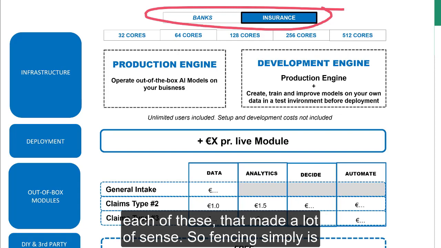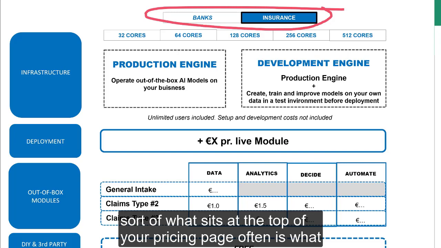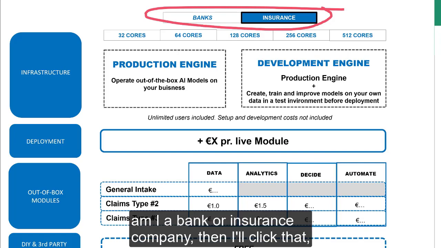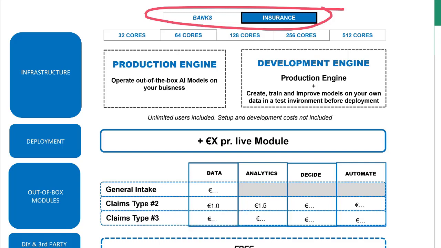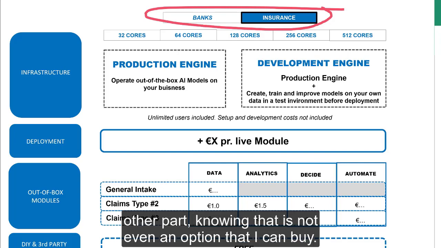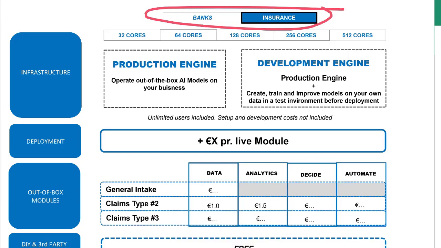So fencing simply is what sits at the top of your pricing page, often, is what I call it, where people can quickly identify themselves. What am I? Am I a bank or insurance company? Then I'll click that, and then I'll see what you have for me. And I'll ignore the other part, knowing that it's not even an option that I can buy.